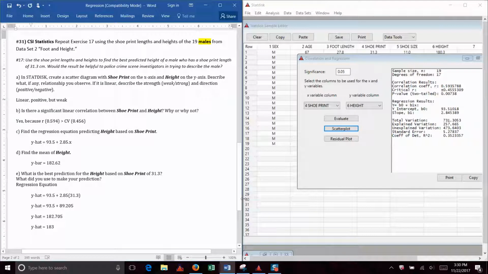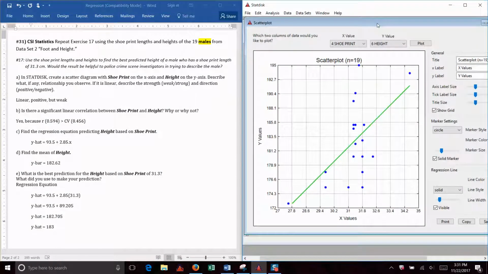So I went ahead and did the arithmetic that we had to do. I also fixed my typo of the decimal place. It's 2.85 is our slope. So our predicted value of height for a male with a shoe print length of 31.3 centimeters is 183. Now, how much faith can we have in that prediction when we have a weaker correlation?